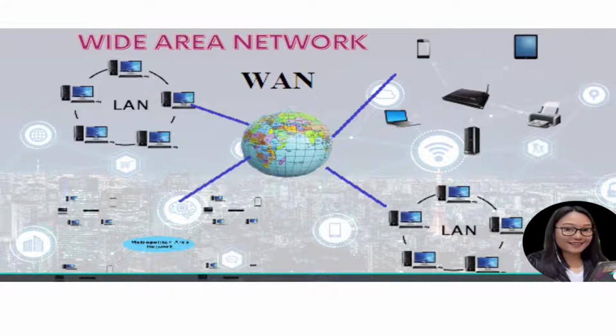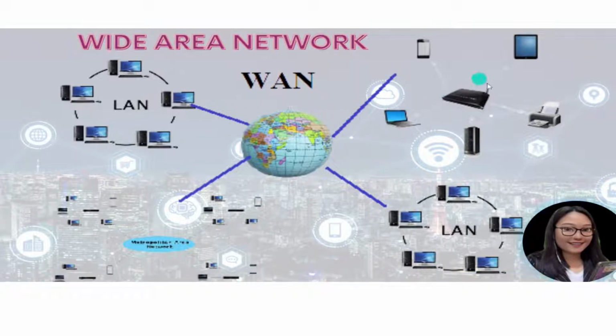The last one is the wide area network. Among the three, this is the largest type of network, a combination of LANs, a MAN, and a PAN. The best example of this is the internet. It spans a large geographical area, or what we call intercontinental distances, or even the entire globe. So as you can see, we have the globe, and it covers the entire geographical area or the intercontinental distances.